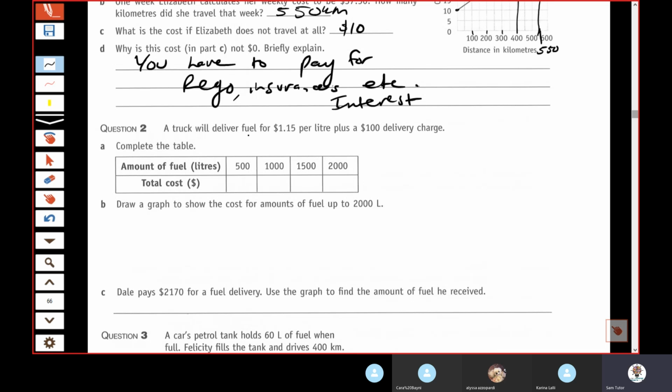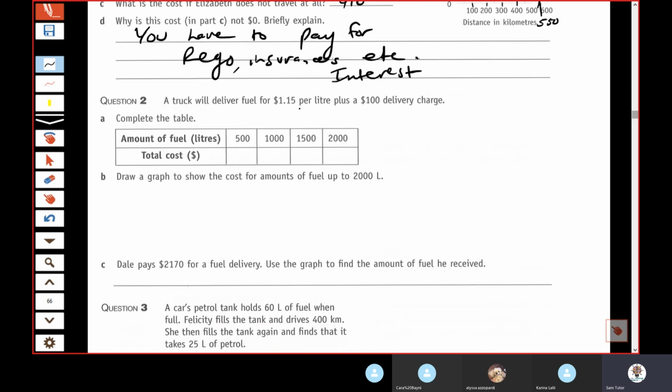Okay, a truck will deliver fuel for $1.15 per litre plus $100 delivery charge. So $1.15 per litre plus $100 delivery charge. Okay. Now, I want to see if we can actually get the equation out for this, because if we can, then you are pretty much the top 1% of the state. Are you able to get me the linear equation for this?